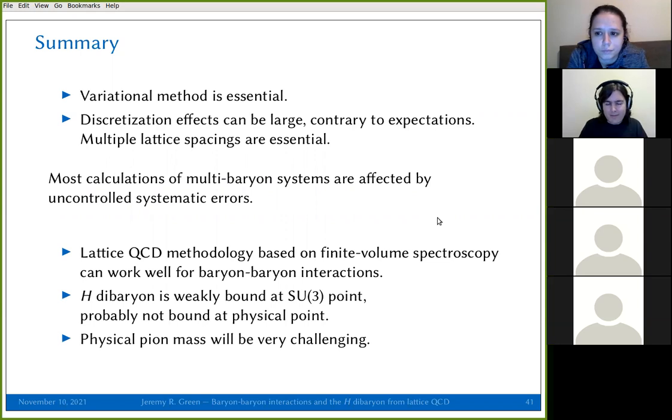Now, the positive aspect is that this standard lattice methodology has been used quite a bit in the meson-meson sector, and can work quite well for baryon-baryon interactions, as I've shown. And so I'm optimistic that we will get reliable results for nucleon-nucleon moving forward. The H-dibaryon turns out to be weakly bound at the SU3 point and probably not bound at the physical point. And the fact that we need fine lattice spacings in addition to controlling the noise problem means that calculations at the physical quark mass are going to be challenging. Thanks.